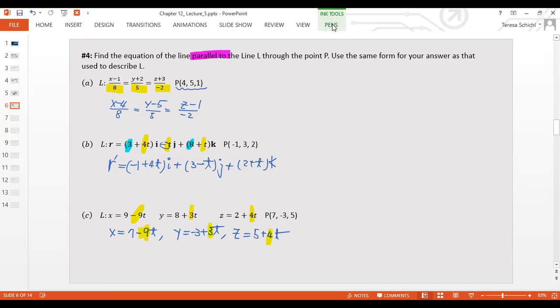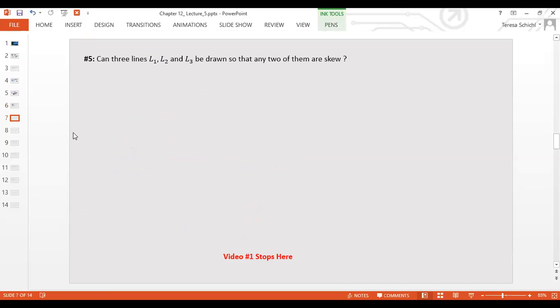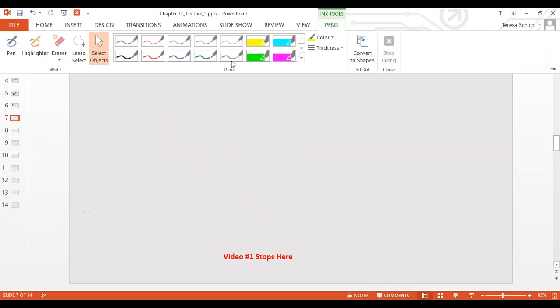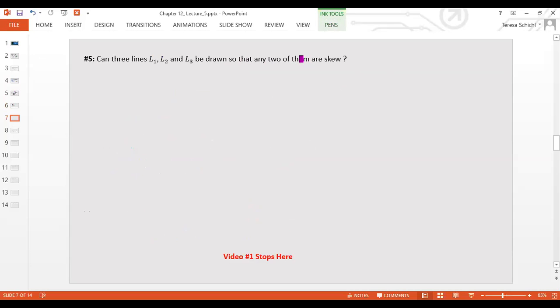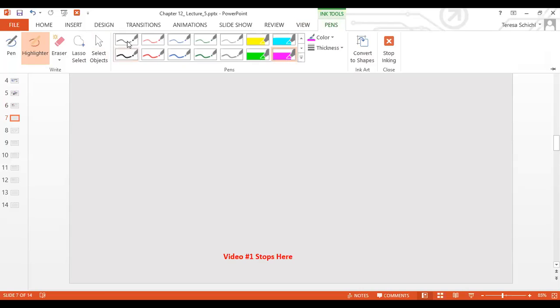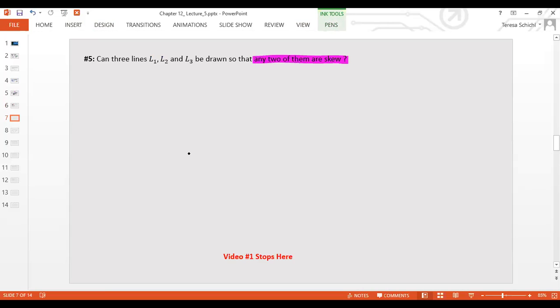Okay, so before we finish this video, the last problem is: can you draw 3 lines such that any 2 of them are always skew? In fact, this one is pretty interesting. Any 2 of them are always skew. So let's take a look here and see what skew means.